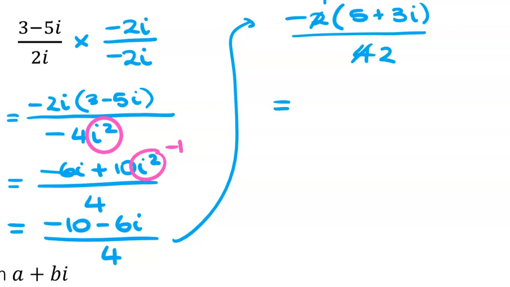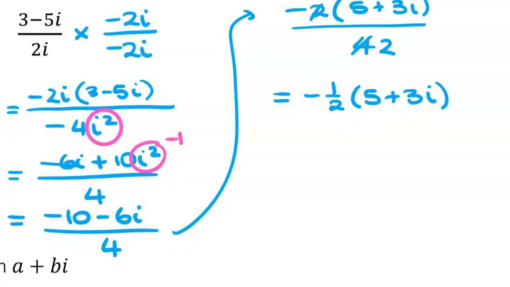And then remember how we like to leave our final answer? We don't want to leave that as negative (5 plus 3i) in brackets all over 2. We would like to write that as negative a half (5 plus 3i). So the really, really critical thing here, you must not have an imaginary component in your denominator ever. So let's go ahead and look at the next example.